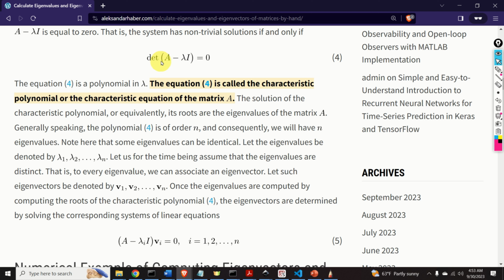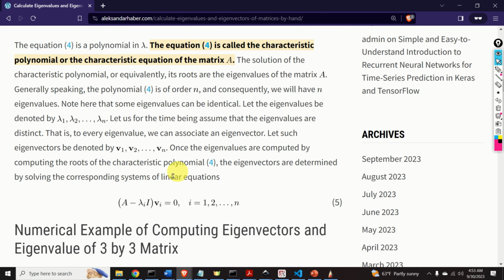Let the eigenvalues be denoted by lambda 1, lambda 2, lambda 3, and lambda n. Let us for simplicity assume that the eigenvalues are distinct. That is, to every eigenvalue we can associate an eigenvector. Let such eigenvectors be denoted by v1, v2, and vn. Once the eigenvalues are computed by computing the roots of this polynomial, the eigenvectors are determined by solving this system of linear equations. So what do we do over here?